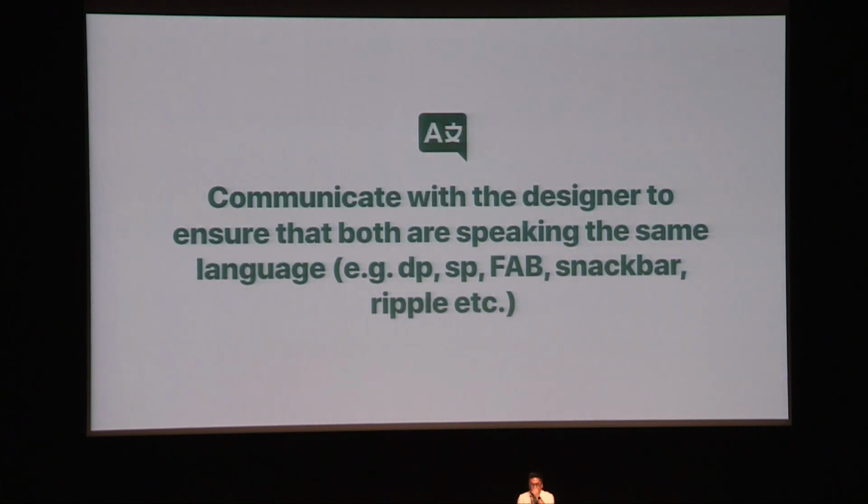Of course, as developers, please try to communicate with the designer to ensure that both of you are speaking the same language. What I found sometimes is that the designer doesn't even know what a FAB is, what a snack bar is, or what a ripple effect is, because designers come from different backgrounds, like print and advertisement. Some of them might not be familiar with the terms, or with digital products. So you should talk to them and communicate. Send them the Material Design guidelines, for example, as a start, just to study what it's about in terms of design in Android.